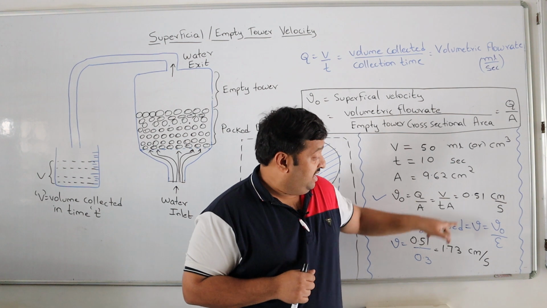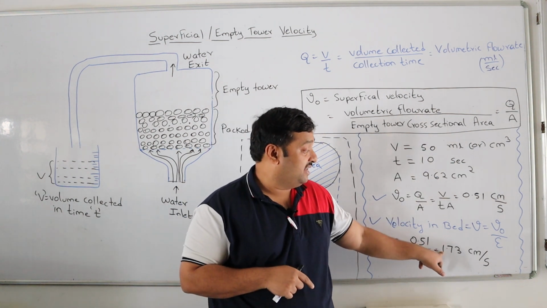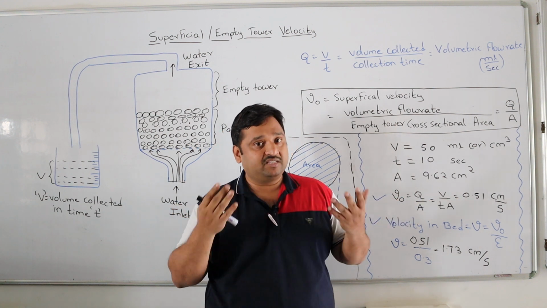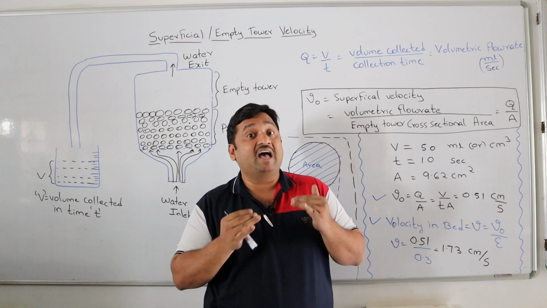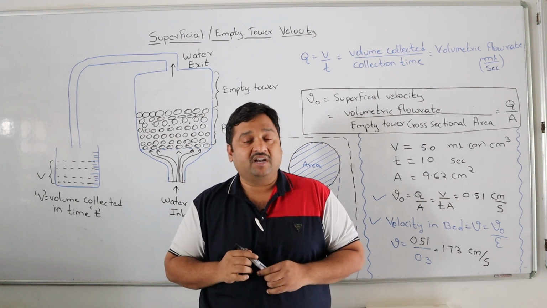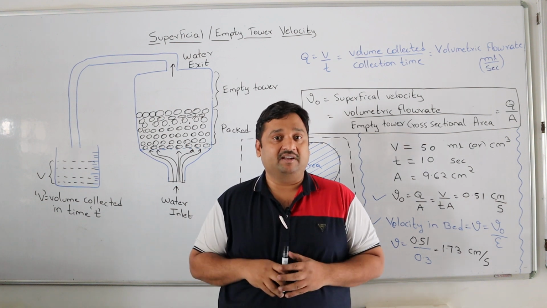You can see the velocity in the bed is always higher than the velocity in the empty tower, because of the less area available for the flow in the packed bed. I hope now you understand how to measure superficial velocity in real. Thank you very much.